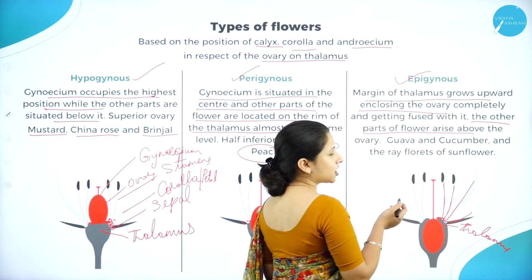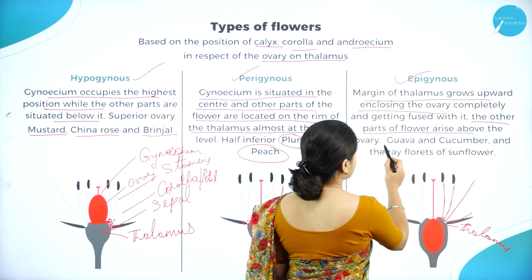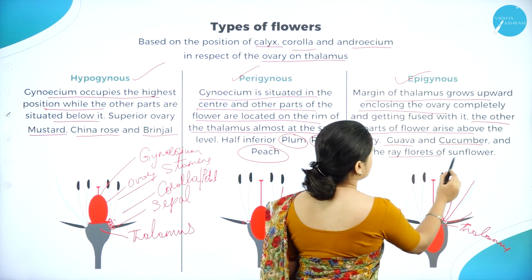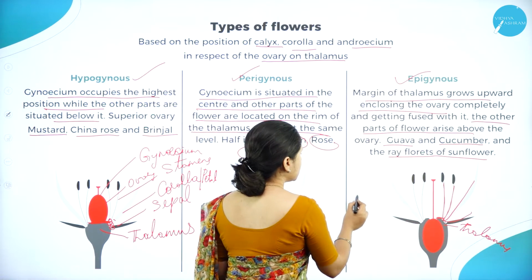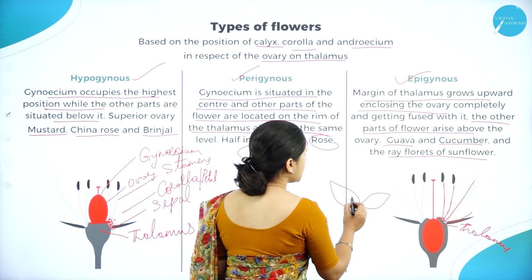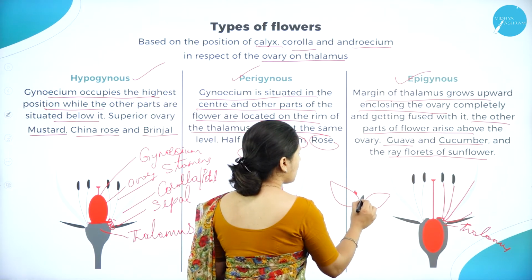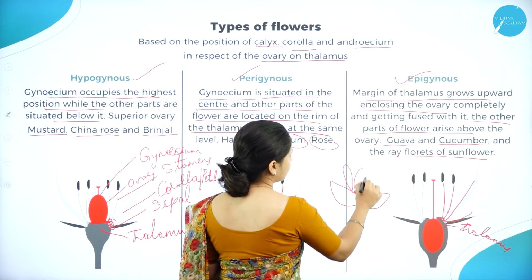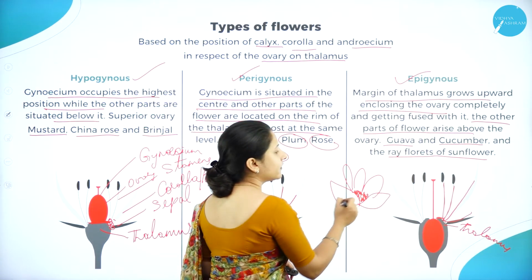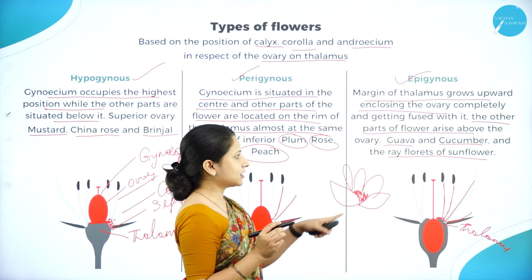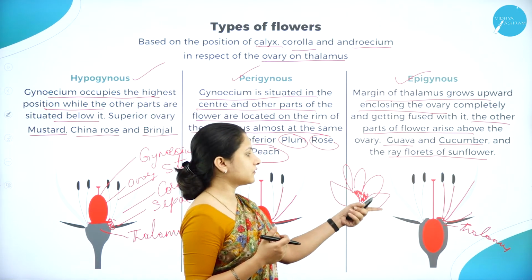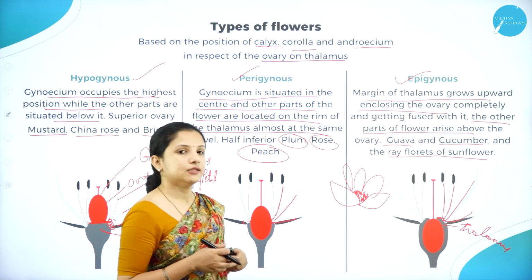So, this condition of epigynous flower is usually found in guava, in cucumber, and also it is present in the ray florets of sunflower. So, sunflower, say for example, if this is the sunflower, in between the petals there will be small petals like this, very small tiny florets. You might have noticed in between there will be very small florets. So that is nothing but the ray florets. So in ray florets of sunflower, there also we can find this particular epigynous condition.